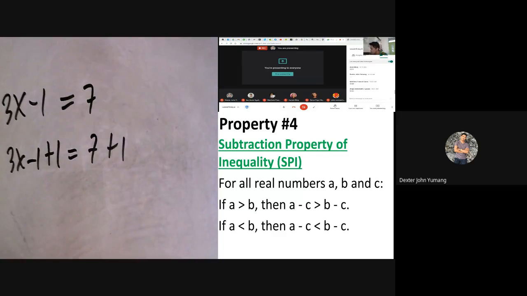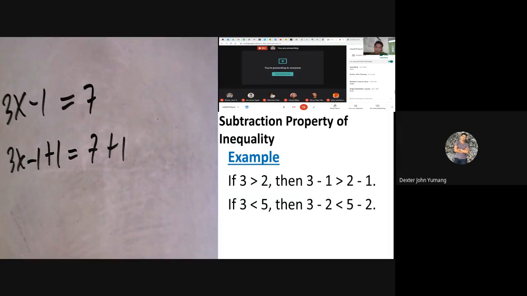Okay. So let's continue in 5, 4, 3, 2, and 1. So this is the example. Nag-subtract siya ng negative 1 from the given 3 is less than 2. Nag-subtract siya ng negative 1 sa left side. Ginawa niya din yung negative 1 sa right side.